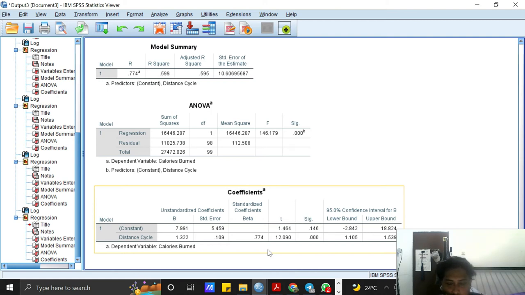For the decision, we need to reject the null hypothesis, which is H naught, and then we need to make a conclusion from the result for this t. So there is not enough evidence to support the claim that the intercept equals 0. Hence it can be concluded that the intercept is not equal to 0.